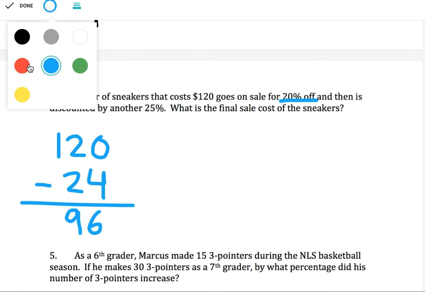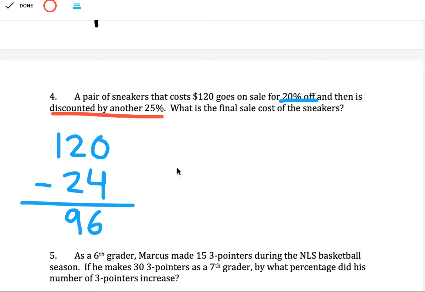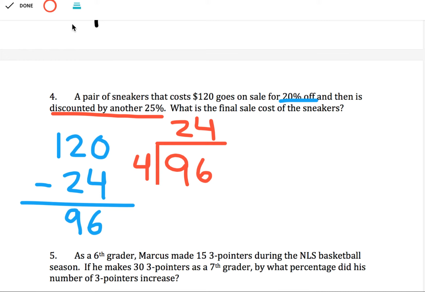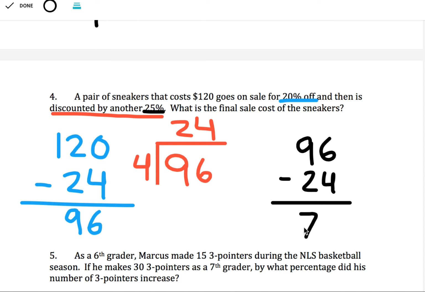Then it's discounted by another 25%. Well, 25% is 1/4. So I can just divide 96 by 4 to find 25%. And that's going to be 24, because 4 times 25 is 100, and we're 1/4 short of 100. So not 25 fours, 24 fours. Final step is to subtract 96 minus 24, because 25% is what it's discounted, meaning we're subtracting away 25% of the price. And we get $72.